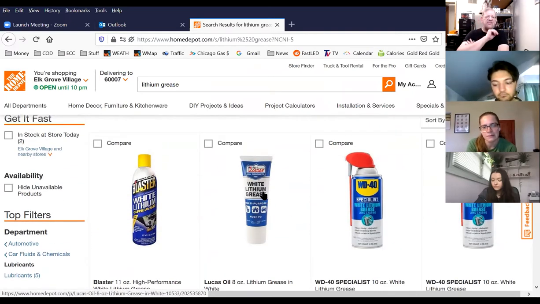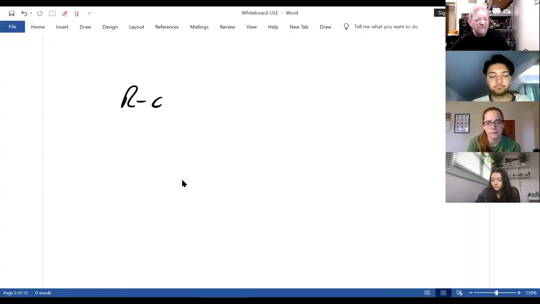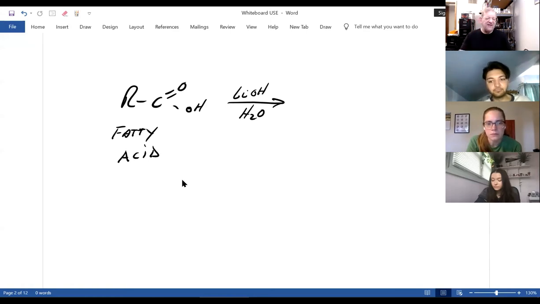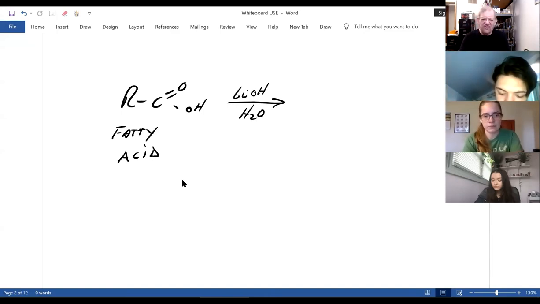Lucas lithium grease. Now, if you know your chemistry, you know alkali metals, especially lithium, potassium, and sodium, will burn in air. Well, how can they put that in grease and it doesn't burn? Well, what they really mean is this. Various fatty acids, and I'll let you do that general equation. What would be the general product if I take a carboxylic acid and react it with lithium hydroxide and water?